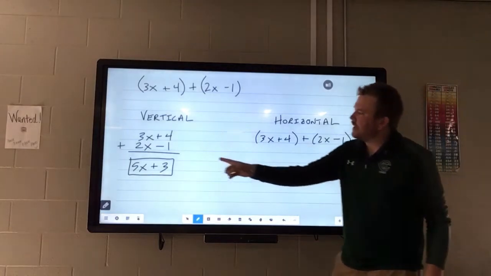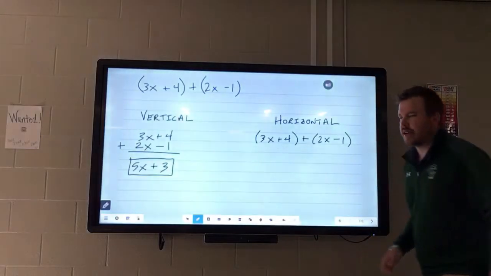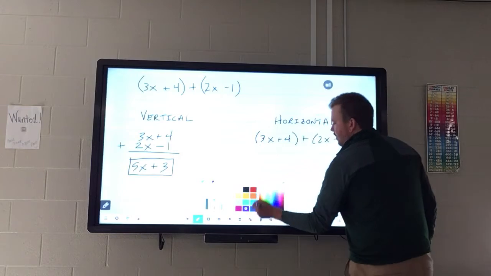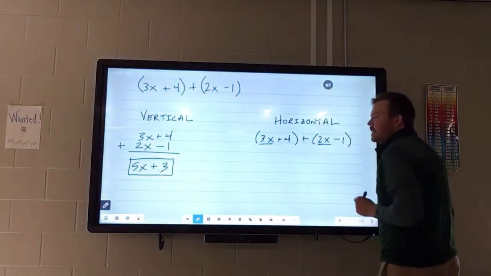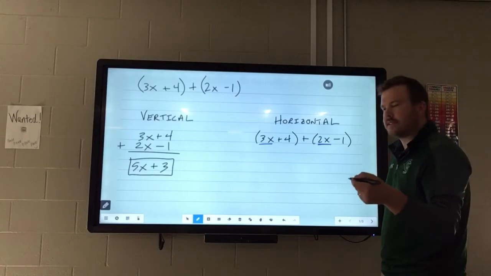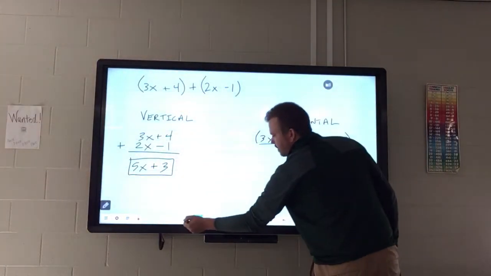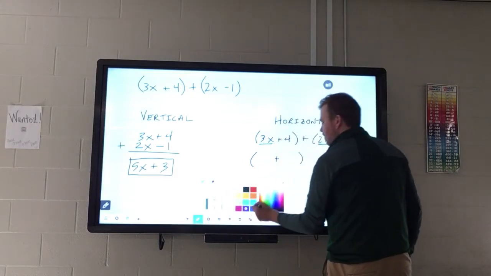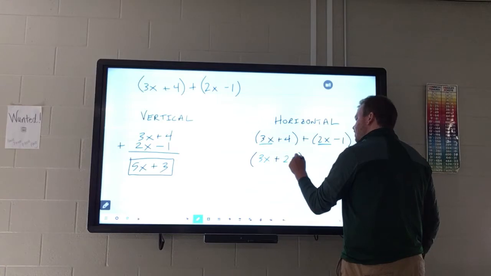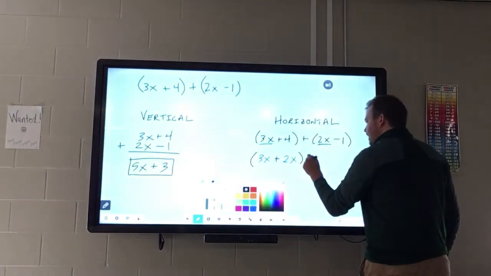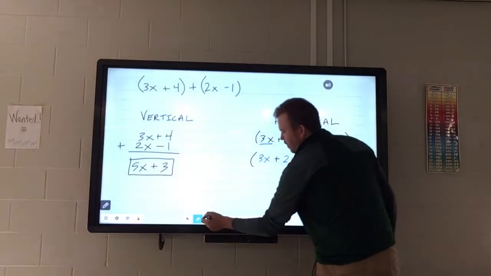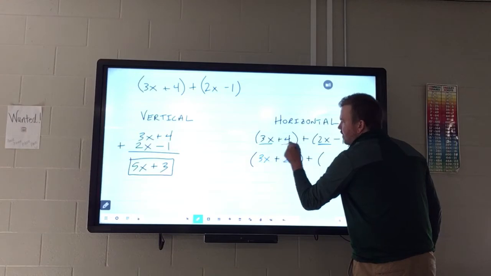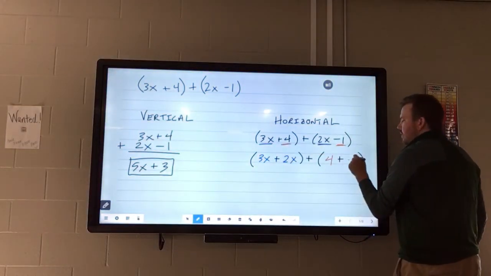And instead of putting my like terms over one another like I did in the vertical strategy, I'm just going to group them together. So I know that 3x and 2x are like terms because they have the same variable raised to the same power. So I'm going to group those two together. So 3x plus 2x. Then we're going to add to that my other grouping, in this case the constants, 4 and negative 1, so 4 plus negative 1.